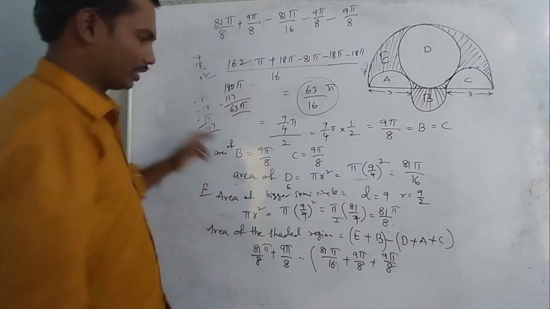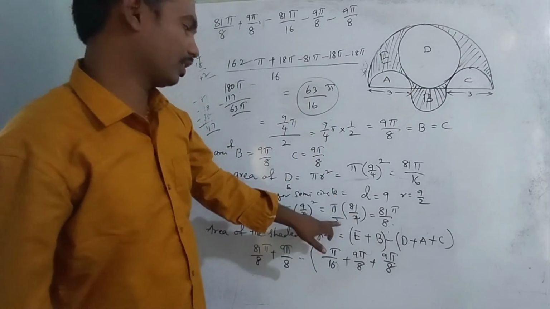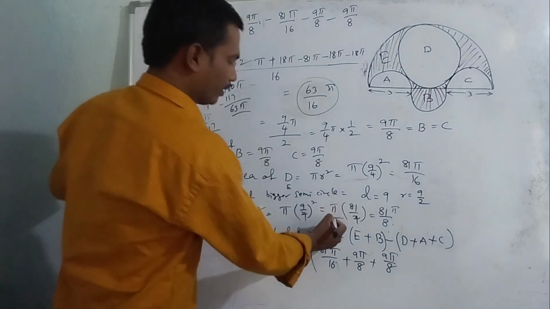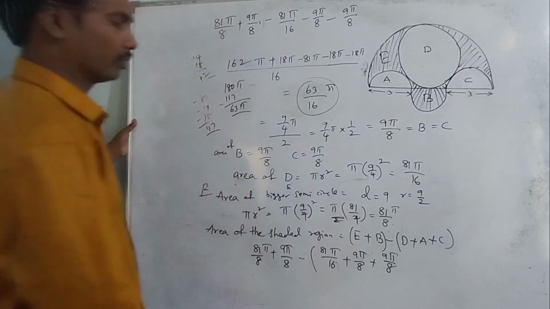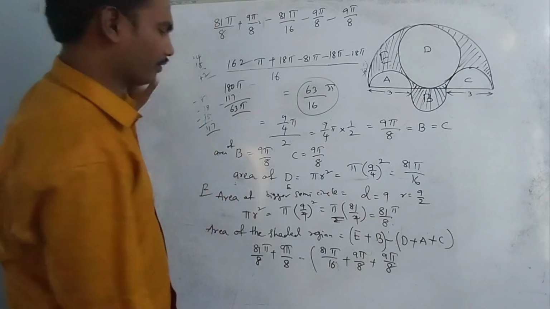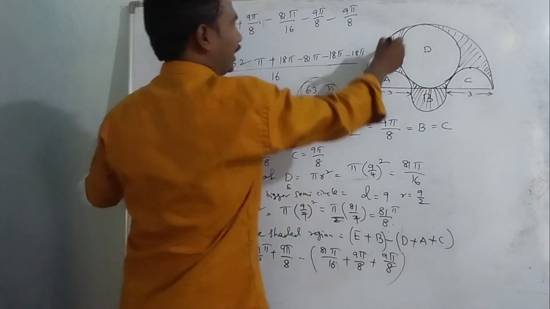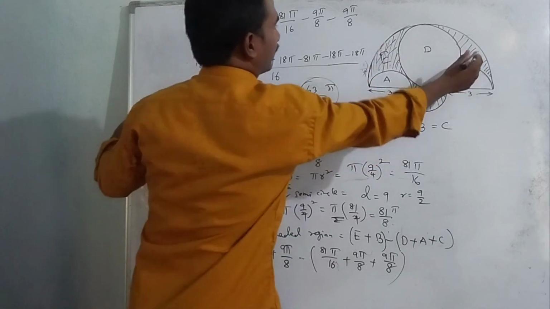Here we took area of the bigger semicircle, pi r square by 2, that is 81 pi by 8. So our final answer is 63 pi. That 63 pi is the area of this shaded region.